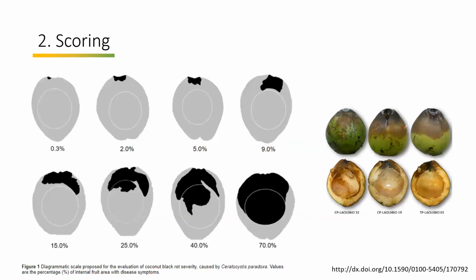And in another condition, we can also do monitoring in the fruit. This is Ceratocystis fungus on coconut. Here we can see there is scoring from 0.3% until 70%.